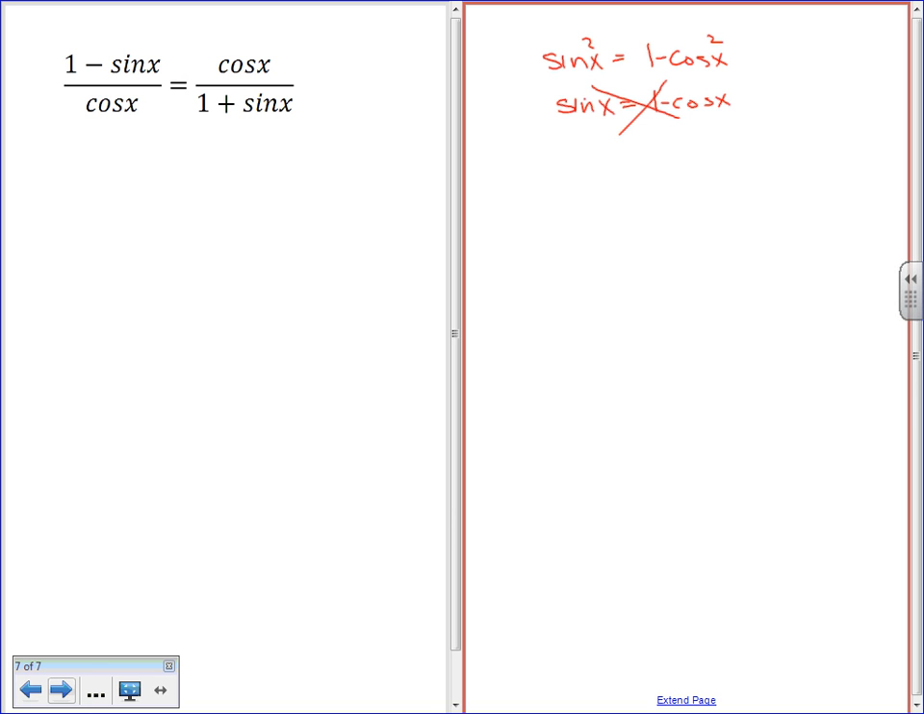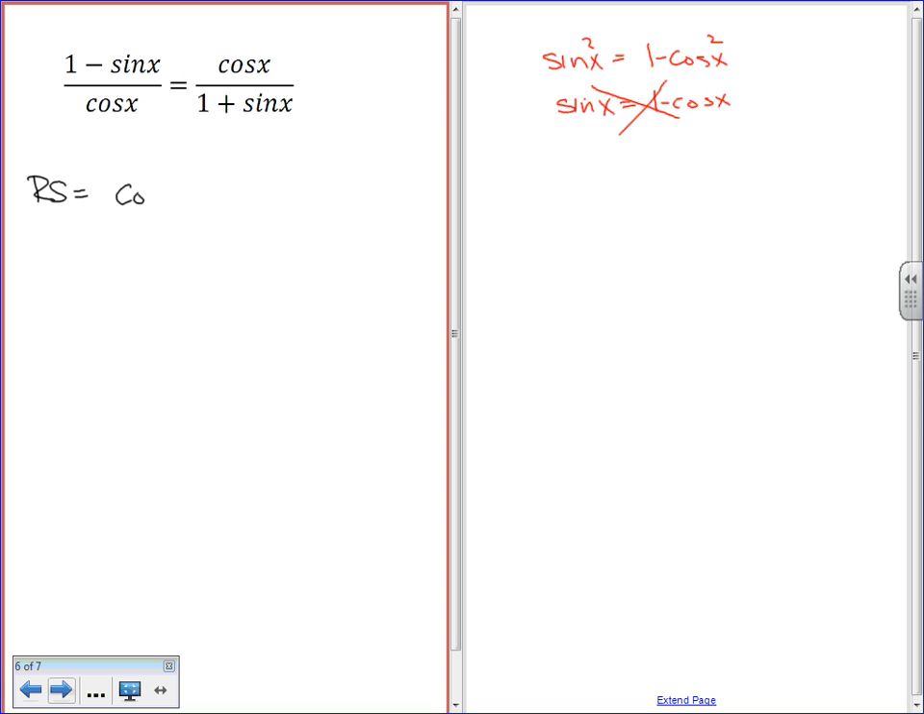So what you need to do is start with a side. Somebody pick their side. Left or right side? Right? So at least choose a side. Never leave anything blank on the identity test.